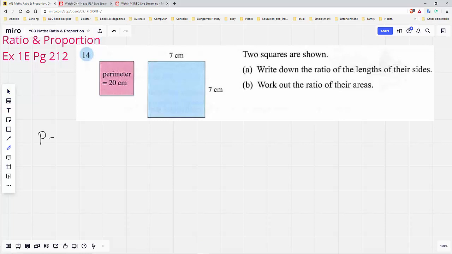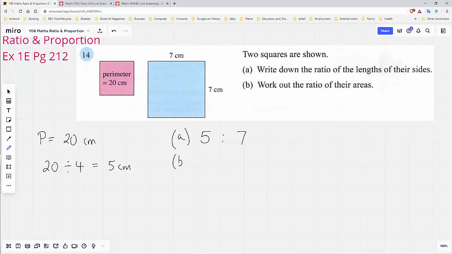The perimeter for the pink square is equal to 20 centimeters. But because it's a square, it's got 4 equal sides. So each side is going to have a length of 20 divided by 4, which will give me 5 centimeters. So for part A, the ratio of the sides of the pink square to the blue square is 5 centimeters to 7 centimeters, or 5 to 7. Both of these happen to be prime numbers, so we can't cancel this down any further.